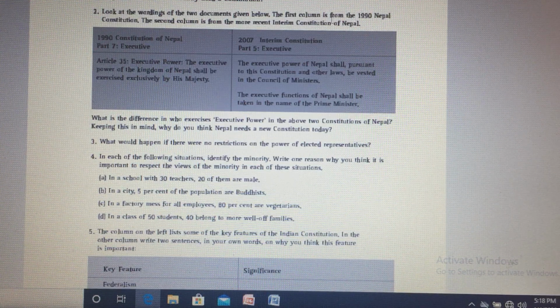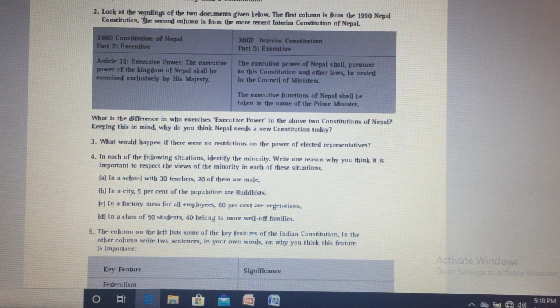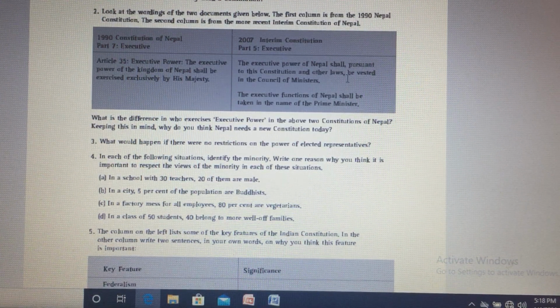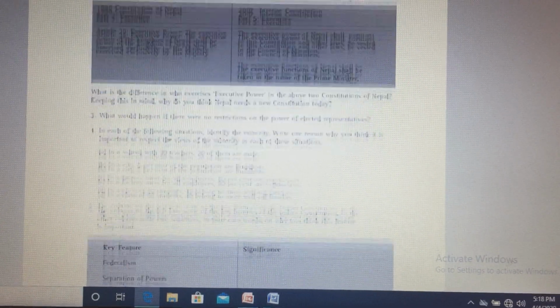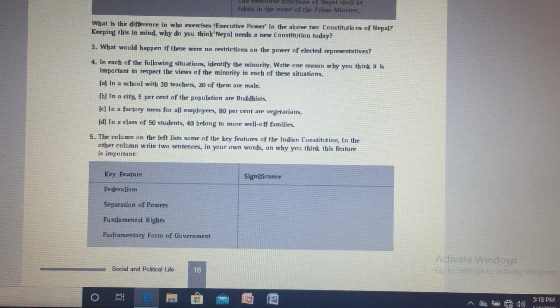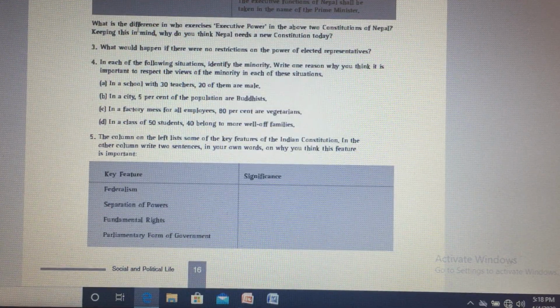The first column is the form of the 1990 Nepal Constitution. The second column is the form of the more recent interim Constitution of Nepal. So you need to study, read out the words and see what they mean. What is the difference in who exercises executive power in the above two Constitutions of Nepal? Keeping this in mind, why do you think Nepal needs a new constitution?